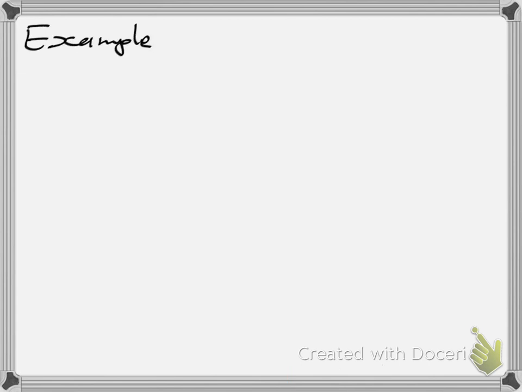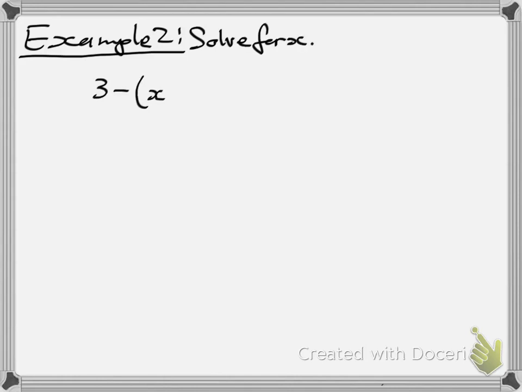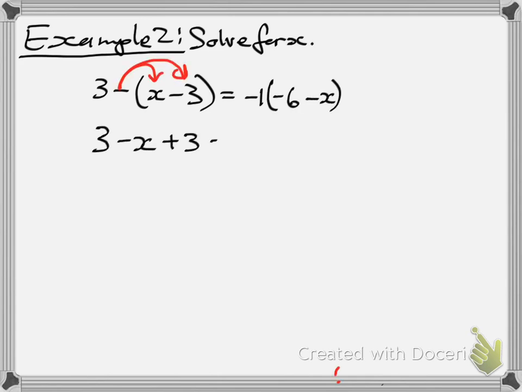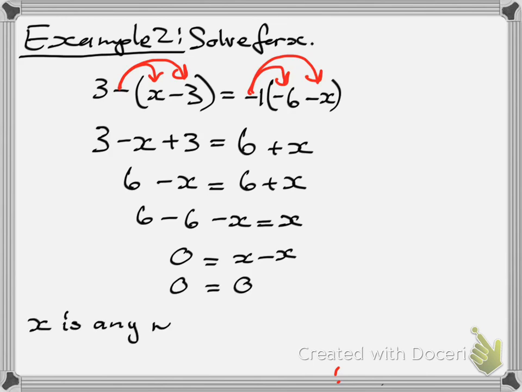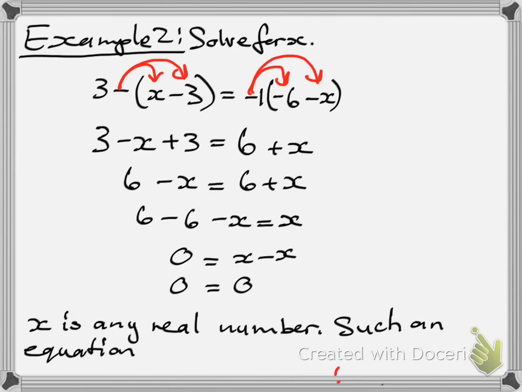Example number 2: solve for x. You are given 3 - (x - 3) = -1(-6 - x), and then you use your distributive law of multiplication into the brackets. Then you simplify, then you subtract 6 from both sides, you subtract x from both sides. This gives 0 = 0. So here it means that all the values of x work for such an equation.